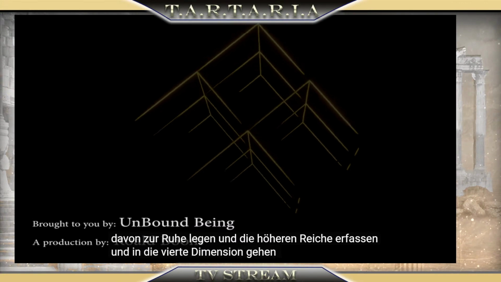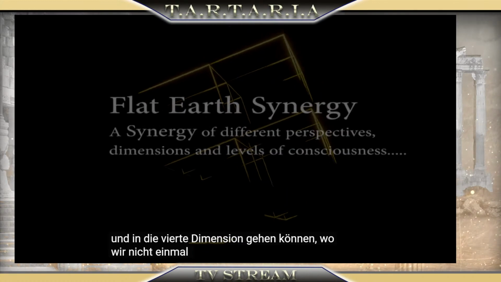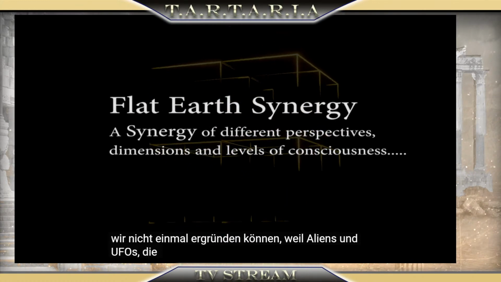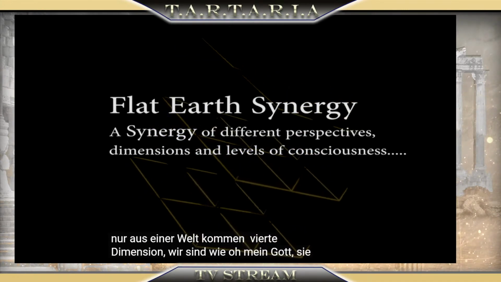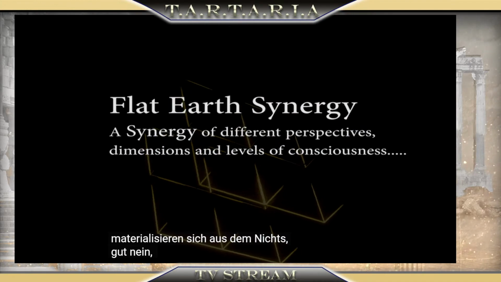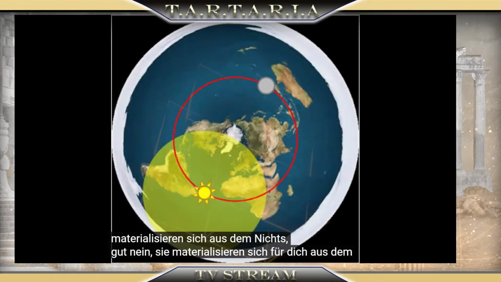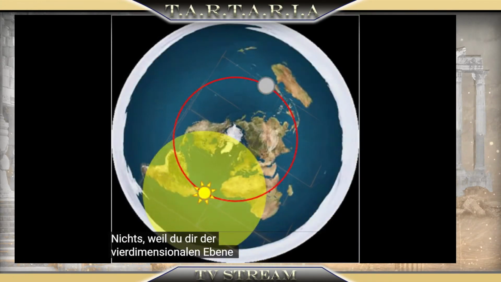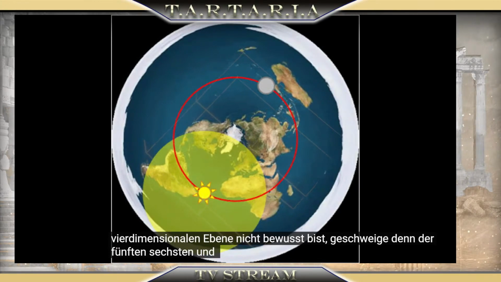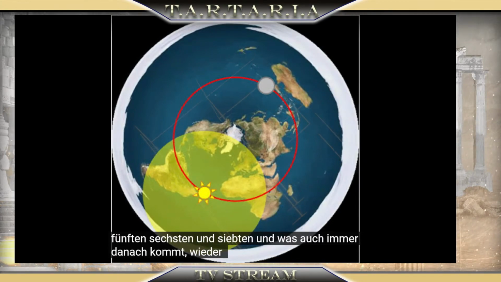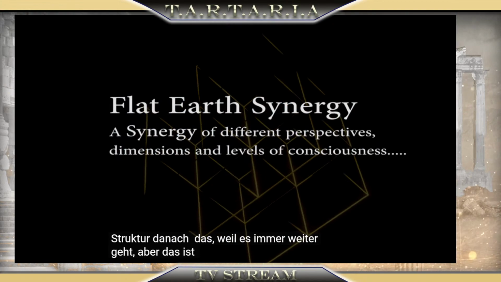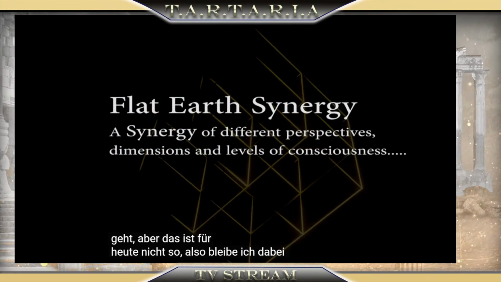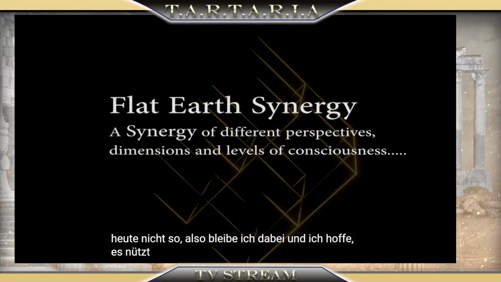So hopefully we can put some of this to rest and grasp the higher realms and go into the fourth dimension, which we can't even fathom, because aliens and UFOs coming into existence are just that. They're just coming from a fourth dimension, and we're like, oh my God, they materialized out of nothing. Well, no, they materialized to you out of nothing because you are not aware of the fourth-dimensional plane, let alone the fifth, sixth, and seventh, and whatever comes after that, again another cyclic structure, because it goes on and on. But let's not go into that for today. So I'll keep it at that, and I hope it is of use.